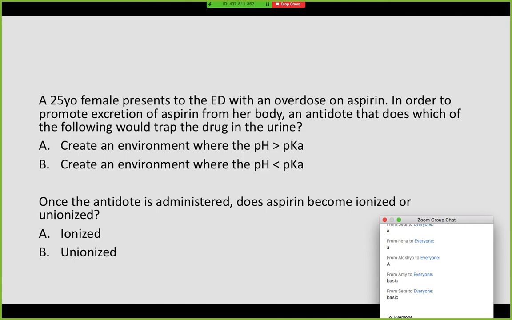Right, so A is the correct answer. You want to create an environment where the pH is greater than the pKa, so an alkaline environment. So once the antidote is administered, does aspirin become ionized or unionized? Right, it becomes ionized because it's giving up its protons in that alkaline environment. So ionized means it's trapped, which means it's going to be eliminated.